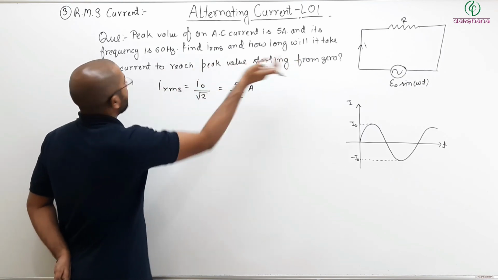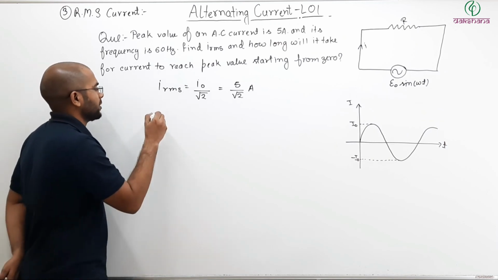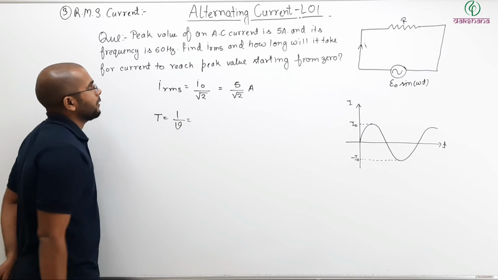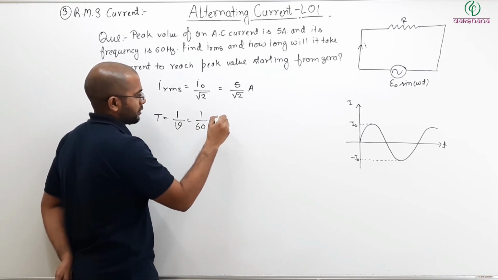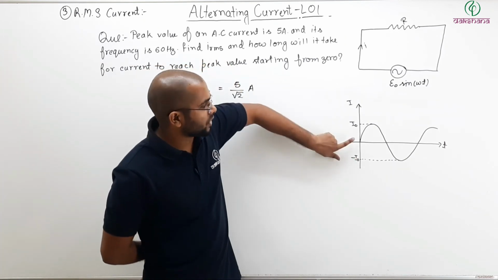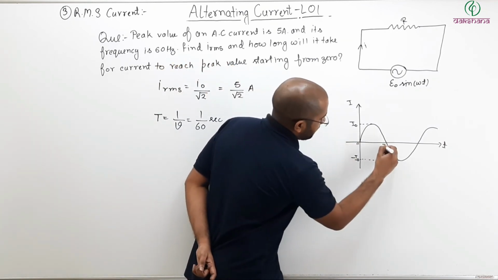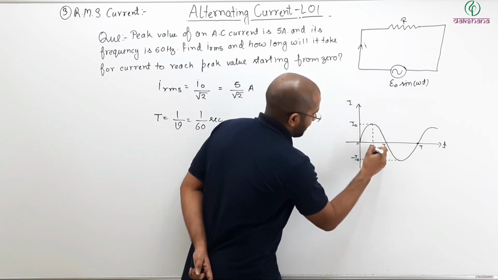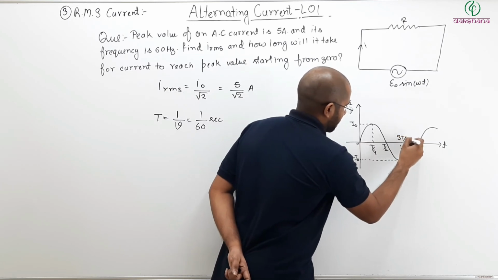Now second case. How long will it take for current to reach peak value starting from 0? Now what is time period? Time period is nothing but 1 by frequency. And what is frequency? 60 Hz. So 1 by 60 second, that is your time period. Now pay attention to this graph. We are starting from 0. So here it is 0 seconds, here it is T by 2, here it is T. This point is T by 4, this point is 3T by 4.